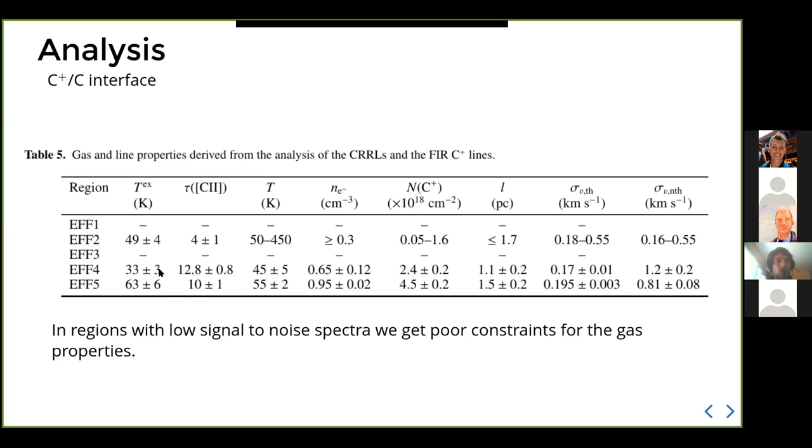For region number 4, we also tried a model of pure emission, but if we try a model where we have a self-absorption, this changes the optical depth quite a bit, but the rest of the gas properties remain roughly the same, which is quite surprising, but also quite encouraging, because that means that the results are not so model dependent in terms of what's happening with the C plus line. And I'll leave it at that.